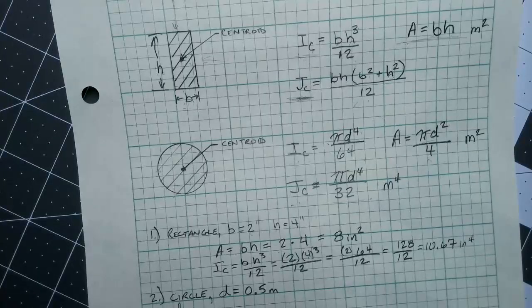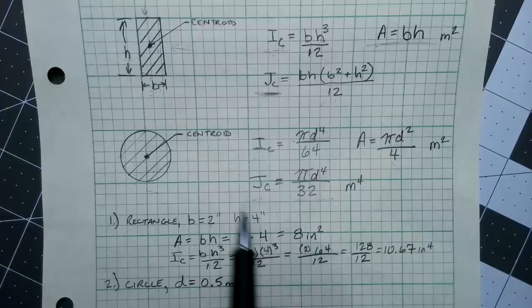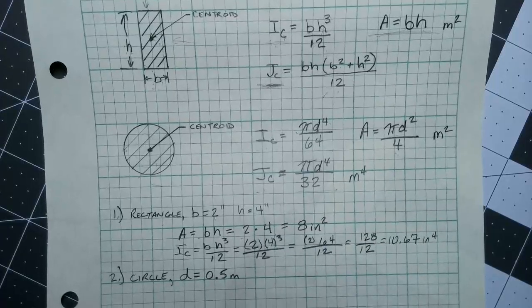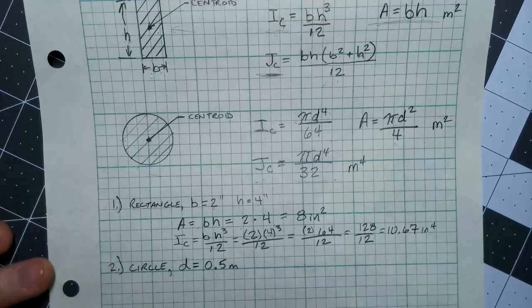Here's the circle, and we're told it has a diameter of 0.5 meters. What are the area, second area moment of inertia, and polar moment of inertia for the circle? Why don't you pause the video here and use these equations and see what you come up with for an answer, and then check back and see if your answers agree with mine. I'll give you a moment to pause the video. Okay, hopefully you've come up with some answers.